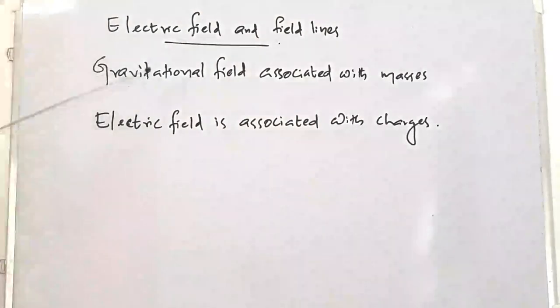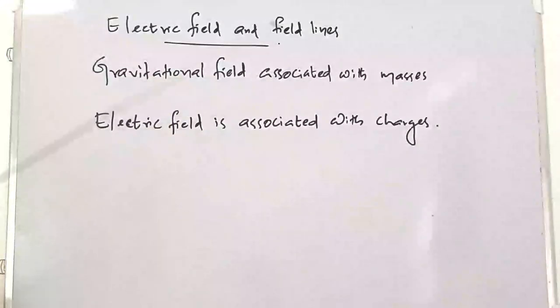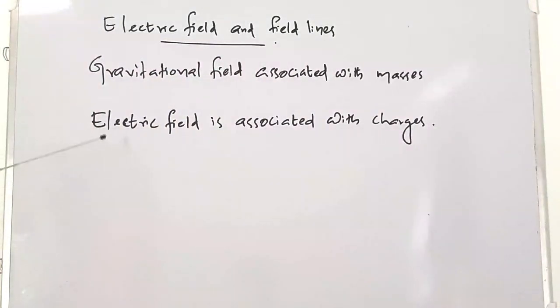We all know that gravitational field is always associated with masses. Similar to that, electric field is always associated with charges. Gravitational field is a space around a mass where gravitational pull can be experienced. Similarly, electric field is a space or a region around a charge where electrostatic force or influence of that charge can be experienced by any other charges.